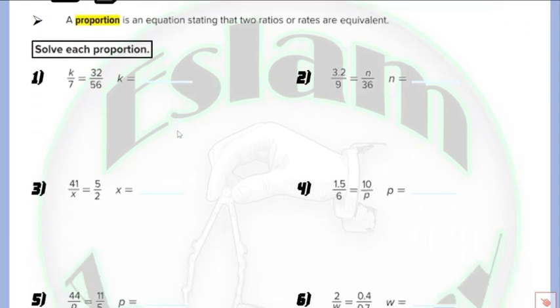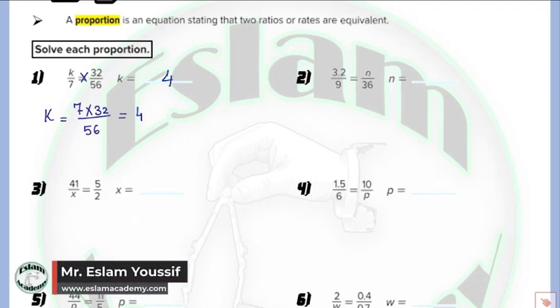You will find that in the first problem, we need to solve each proportion. k over 7 is equal to 32 over 56. Number 1, we can solve it by using cross multiplication. So k is equal to the number opposite to k, which is 56, written down, and the two numbers opposite to each other written up. So 7 multiplied by 32. 7 times 32 divided by 56 equals 4. Then k equals 4.